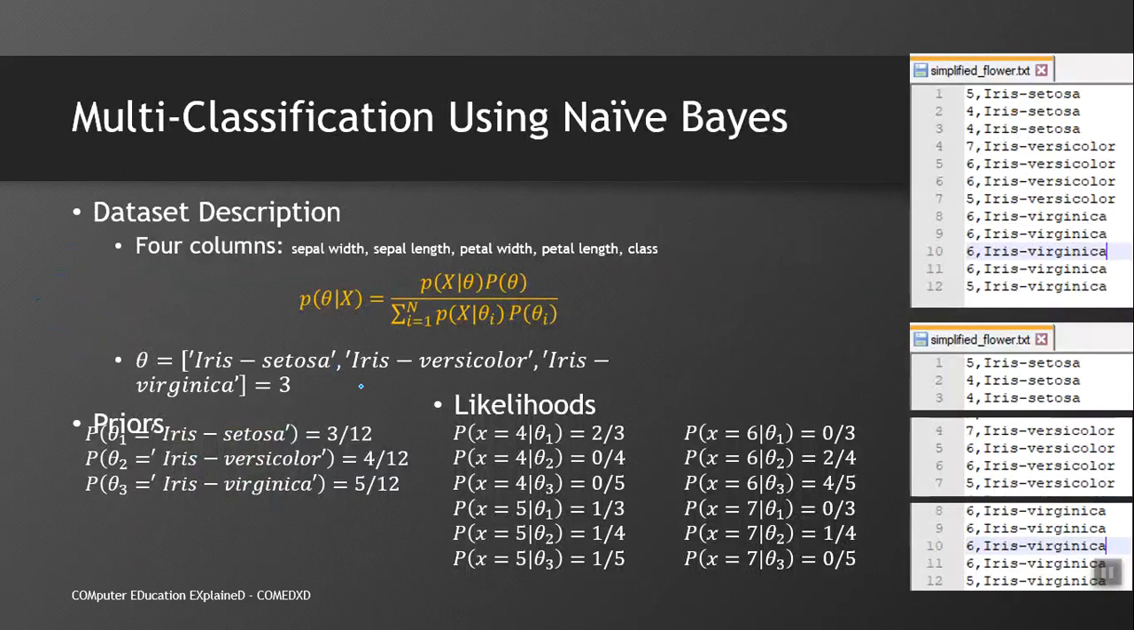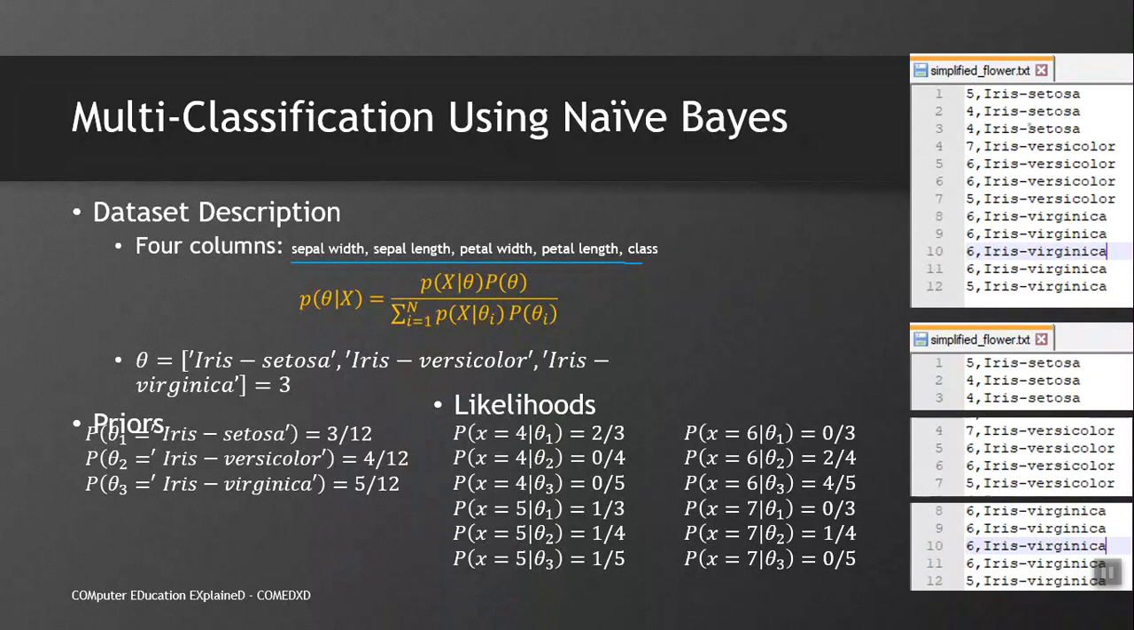Now, we look at multi-classification using naive Bayes. Previously, we have seen a case of binary classification, and here we come to multi-classification. Data set description: let's say we have this data set, and this data set contains 4 features and a class.